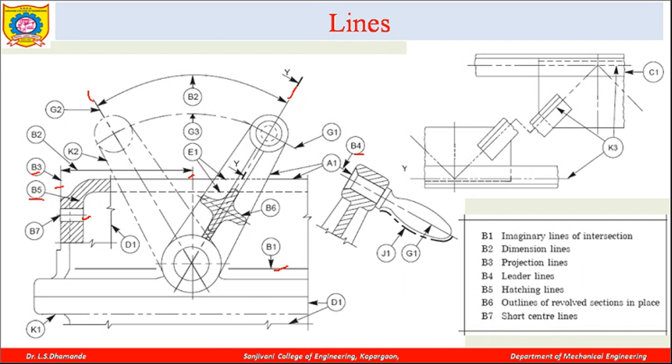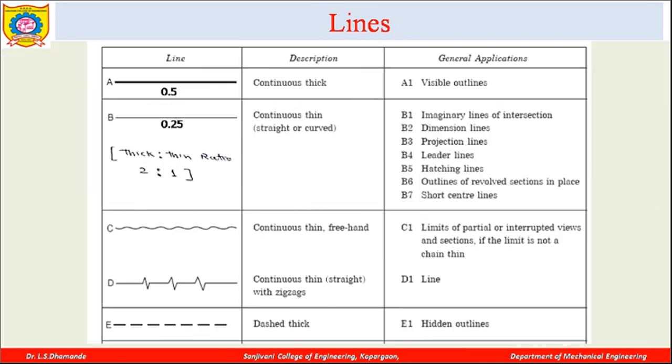Now we will see once again those other lines. C is a continuous thin line which can be drawn freehand. Generally this line is used for limits of partial or interrupted views and sections, if the limit is not a chain thin line. Then there is a D line, which is a continuous thin line, straight with zigzags. This Z type of shape is called a zigzag shape.